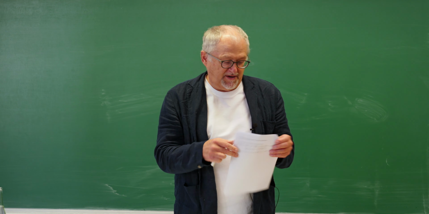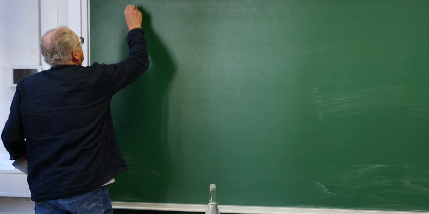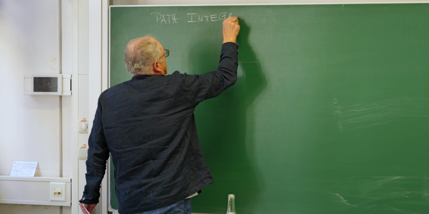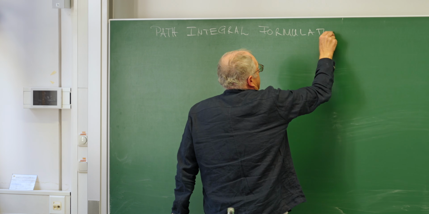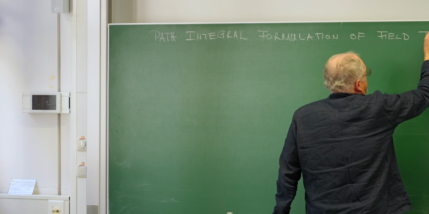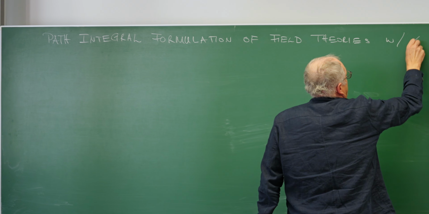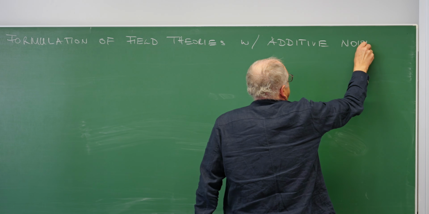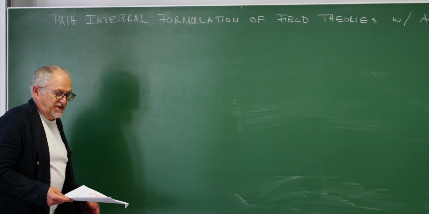Today I would like to discuss field theories in the form of path integrals. So we will have a path integral formulation of field theories. And we want to constrain ourselves to where we have just additive noise. It's possible to do this for multiplicative noise as well, but this is just the simpler case.